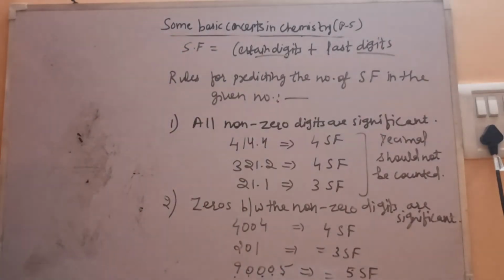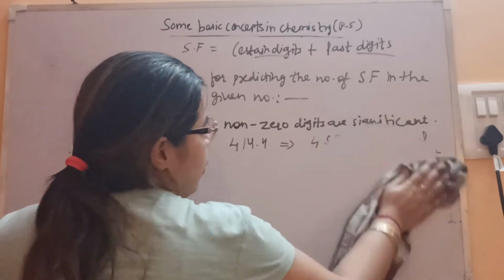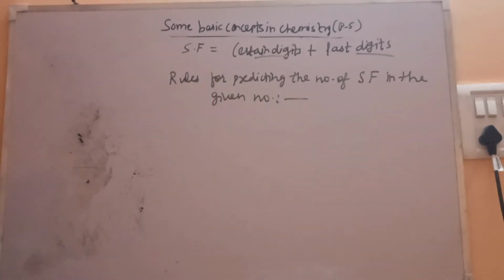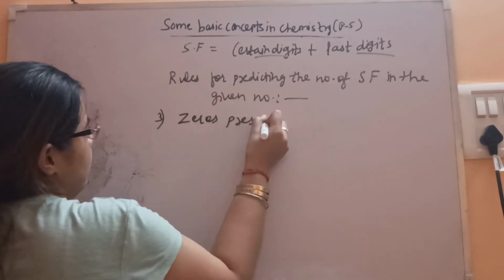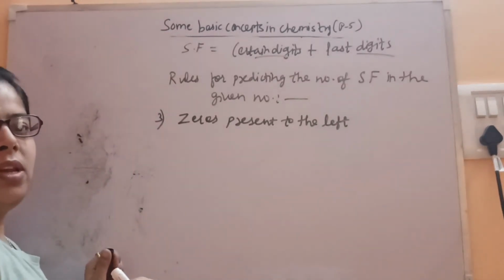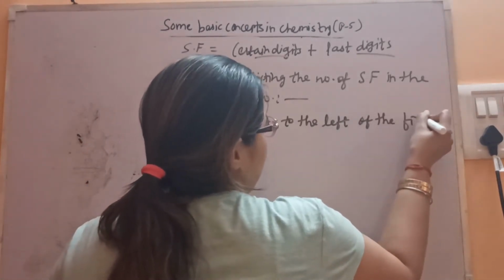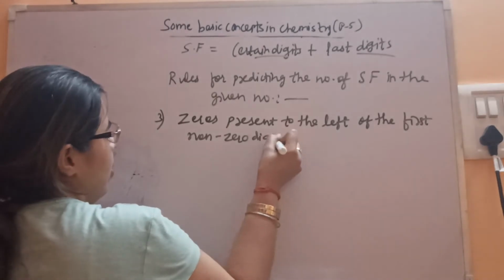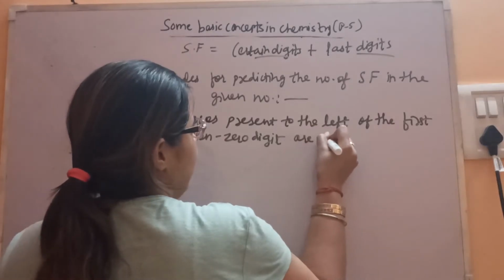Okay, let's see the next rule. The third rule is: zeros present to the left of the first non-zero digit are not significant. All the rules are very important. Only then can you count the number of significant figures correctly.